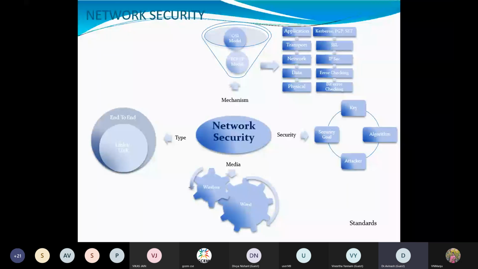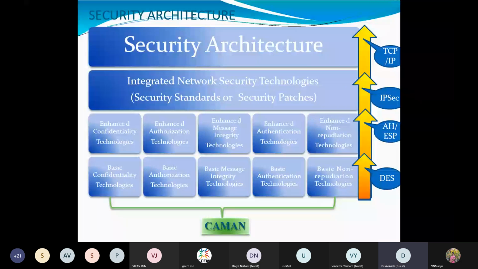Security architecture we have to understand. In order to understand the security architecture, we have to see the protocols which operate at the security architecture level and the network security level. Okay, so these are the protocols which are responsible for authorization, message integrity, authentication, and non-repudiation, so that we can achieve the security goal.